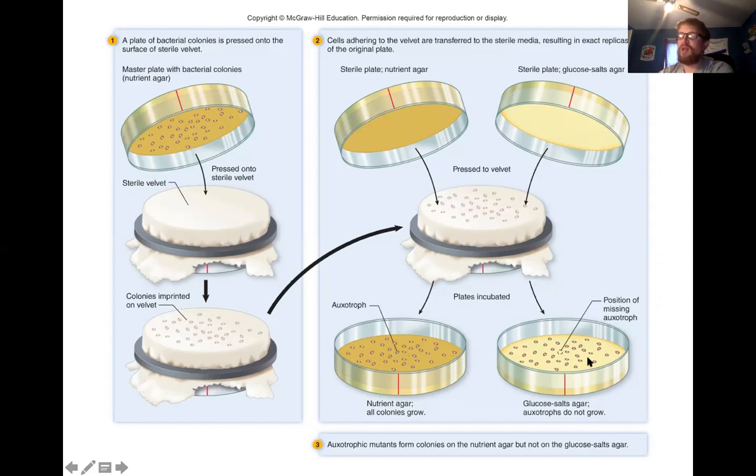So it's indirect, compared to direct. The plate where everything grew is not useful to you. That doesn't distinguish anything for you. So, indirect selection. Got it?